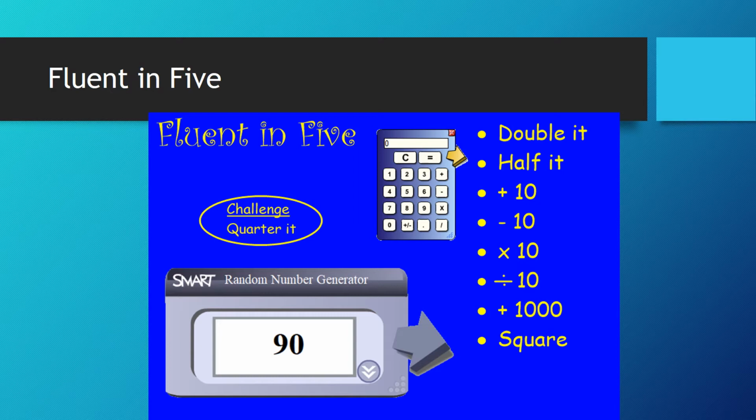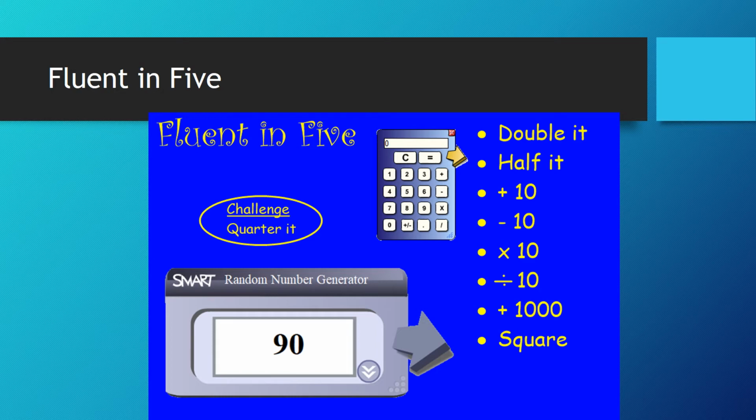So double 90 equals 180. Half of 90 is 45. Add 10, 100. Take away 10, 80. Times it by 10, 900. Divide it by 10, 9. Add 1,000, 1,090. 90 squared is 1,800, and if you've managed to do the quadrant challenge, the answer is 22.5, or 22 remainder 1. Okay, depends how you've worked that one out.